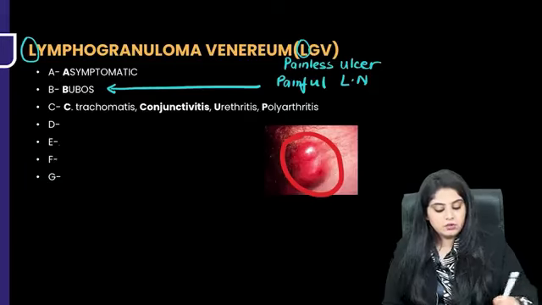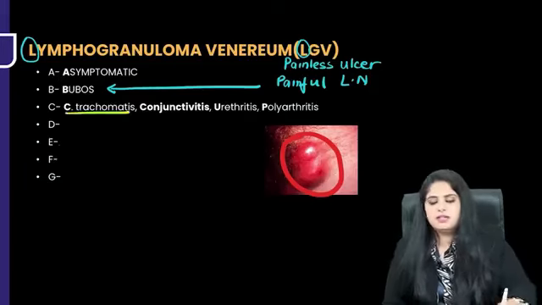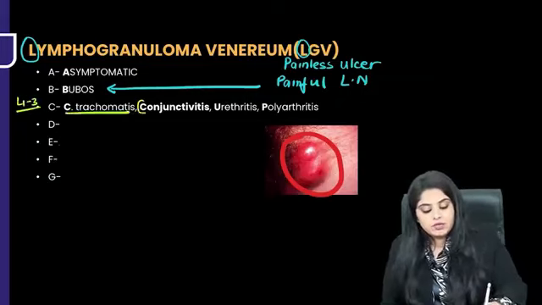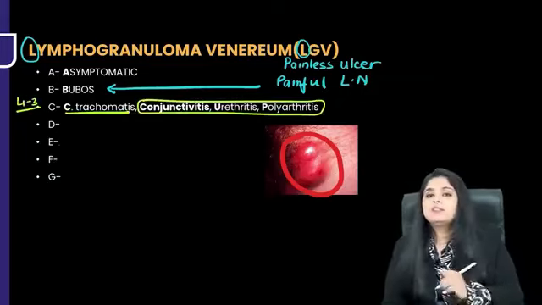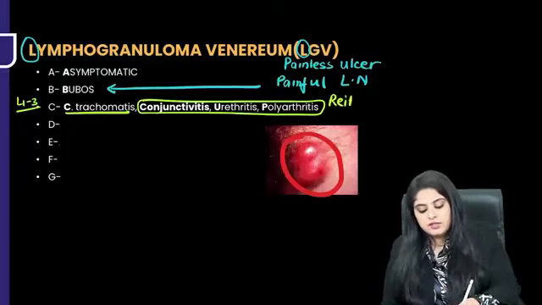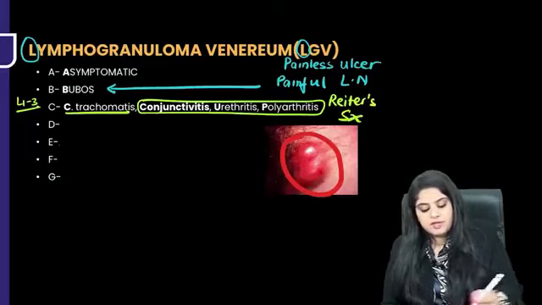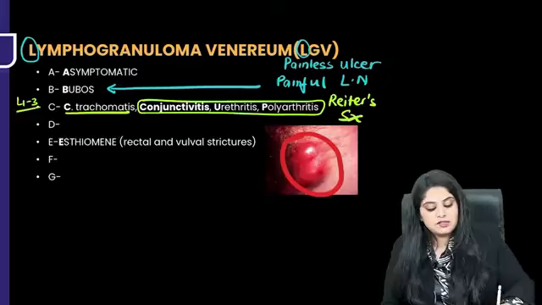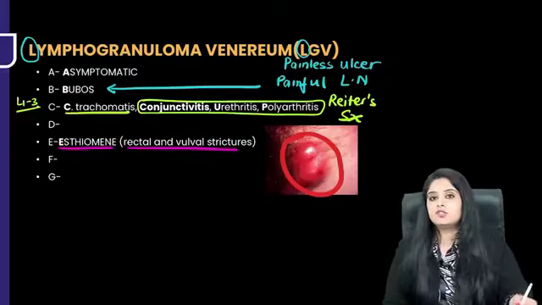Now, which organism? Chlamydia trachomatis. Which serotypes? L1, L2, L3. Also, it can show you something called CUP. What is this syndrome? Conjunctivitis, urethritis, and polyarthritis. This is known as Reiter's syndrome. Finally, talking about the complications, strictures can occur. That is known as esthiomene. So, strictures can occur in the genitals.